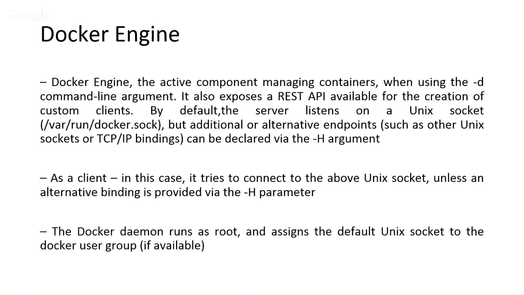When you come to the client, it will try to connect to the Unix socket, and you can also give an alternative binding using the -H parameter. The Docker daemon runs as root, and it assigns the default Unix socket to the Docker user group if it is available.